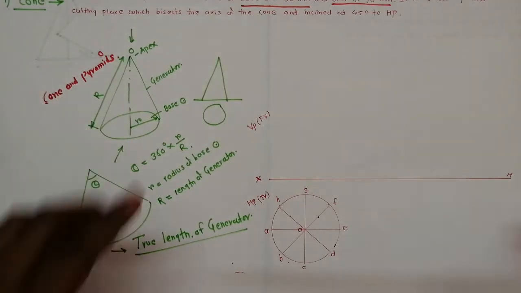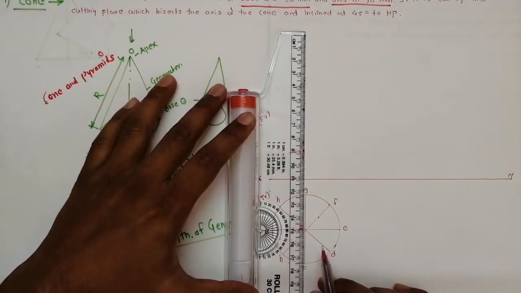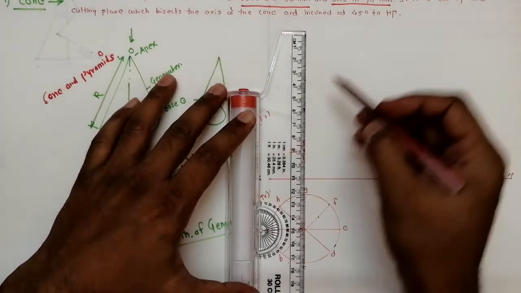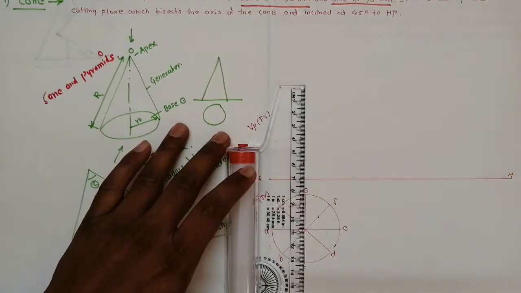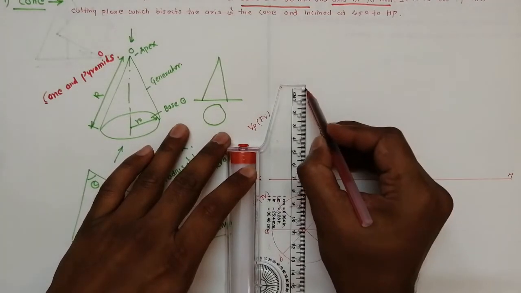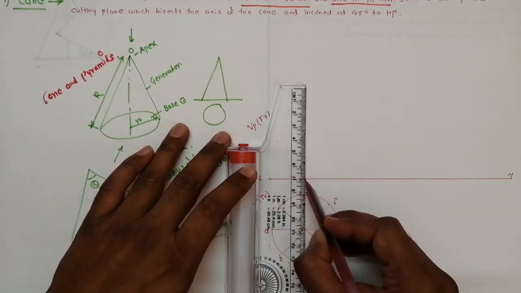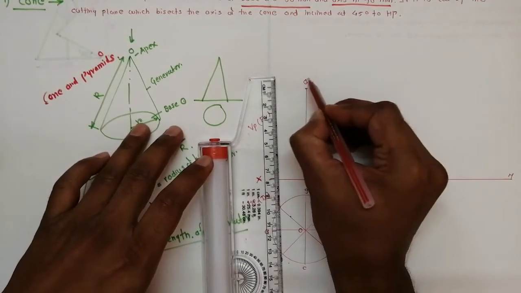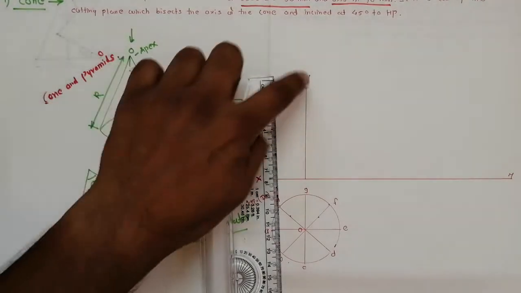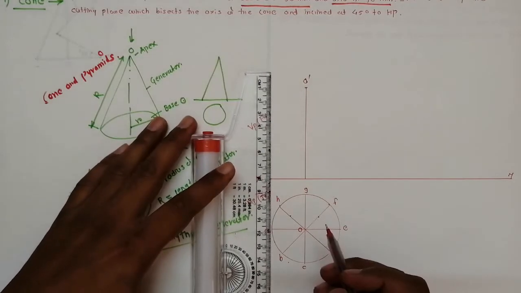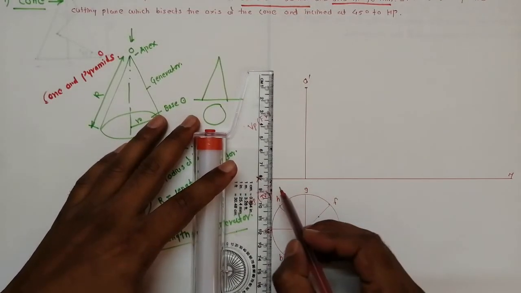Now for drawing the front view, we will first draw its axis. The axis is given as 70 mm, so this is 70 mm here. First draw the axis. So this is the axis, this is our O dash. Front views are denoted with dash. Now transfer the projections.